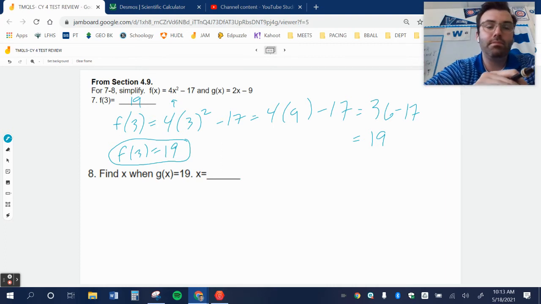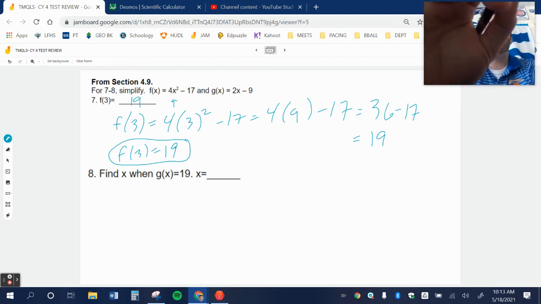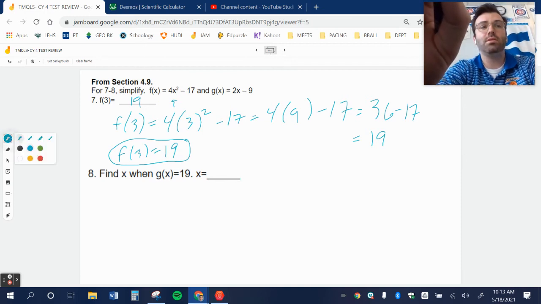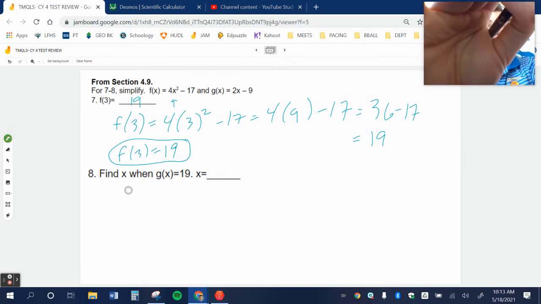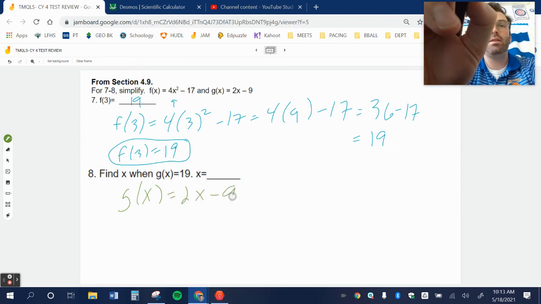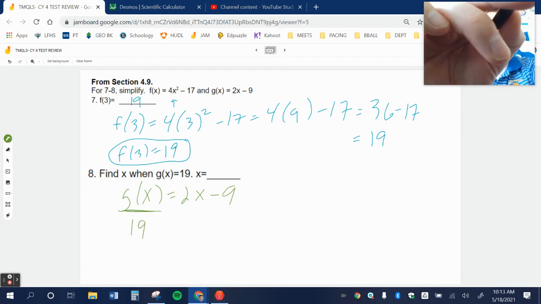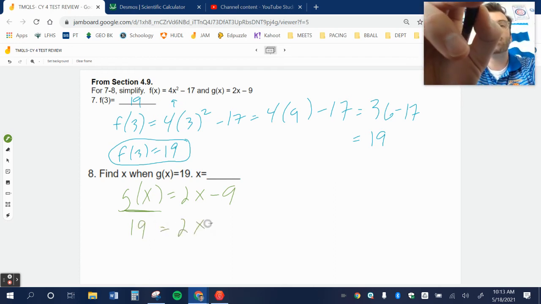All right. Part 8 wants me to find x now when g of x equals 19. So in the last one, I put a number in for x. Now I want to find a value for x given the value of my function. So if I say that g of x, let's do this in green, g of x is 2x minus 9. Well, now I'm telling you that g of x is 19.